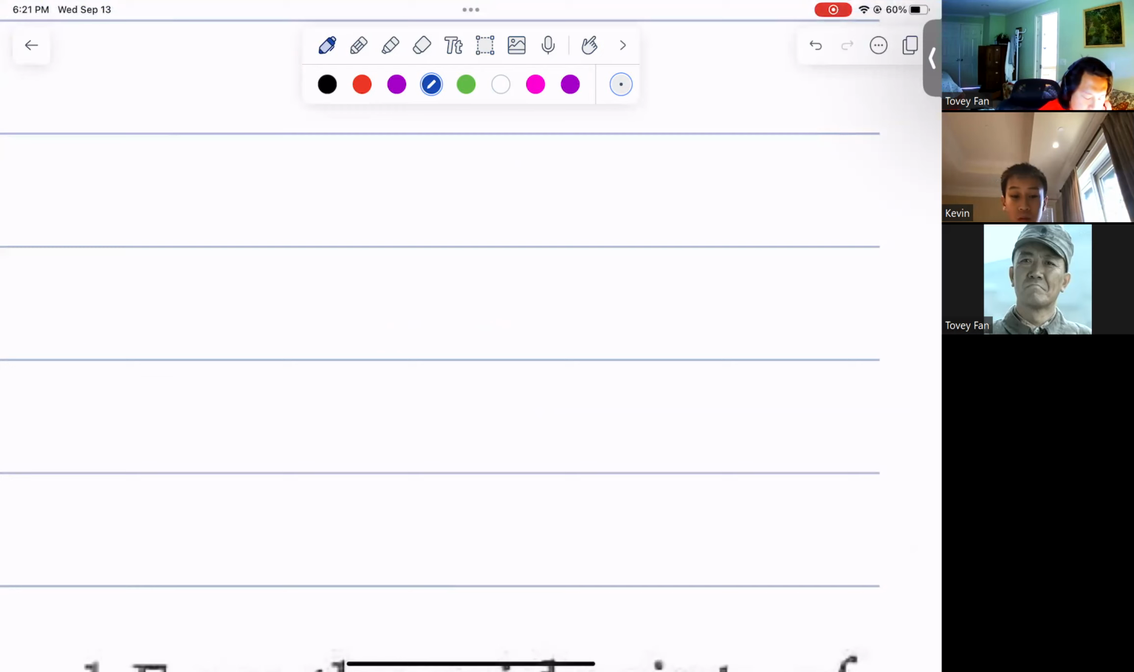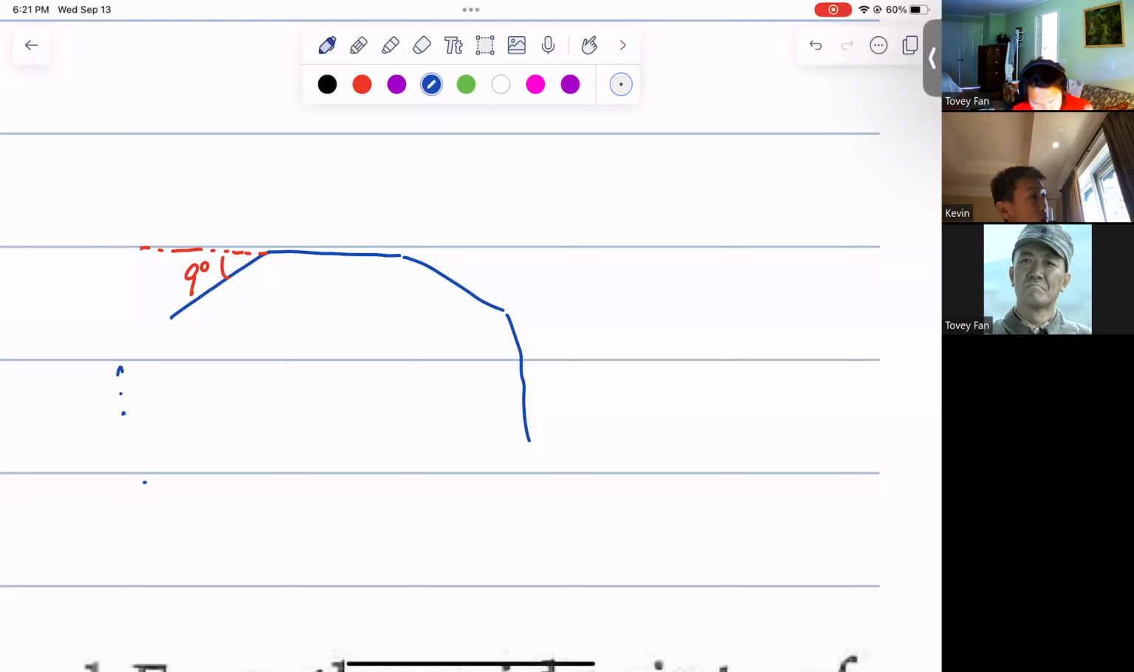What about this? Let's say we have a polygon with unknown size, unknown number of sides, like this. But let's say here we have an exterior angle. Let's say this is 9 degrees. What is the number of sides of this polygon? The exterior angle is 9 degrees. How many sides is the polygon?